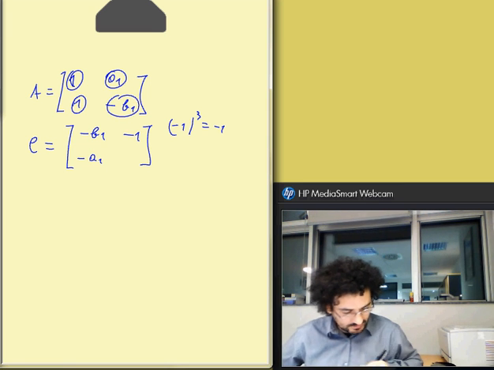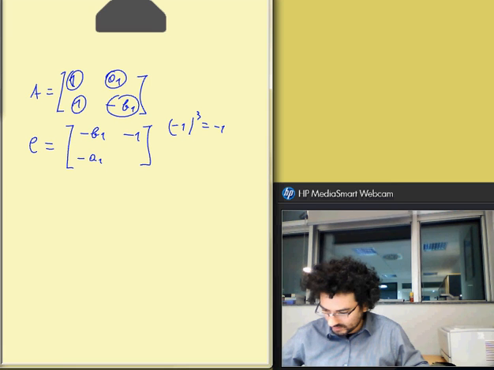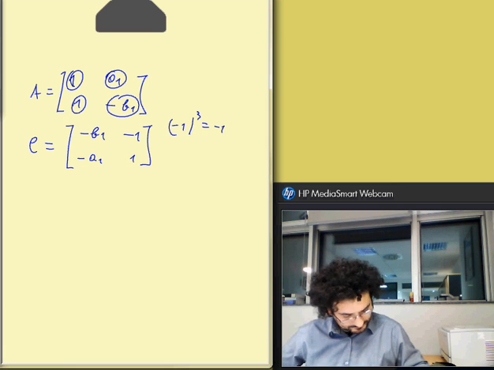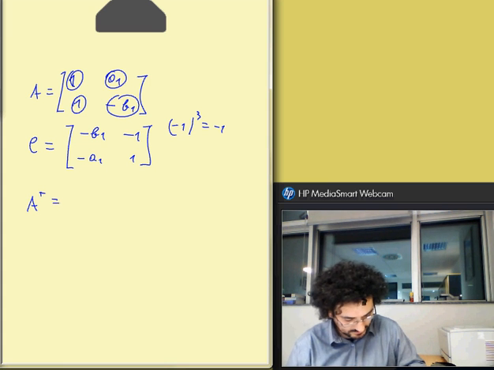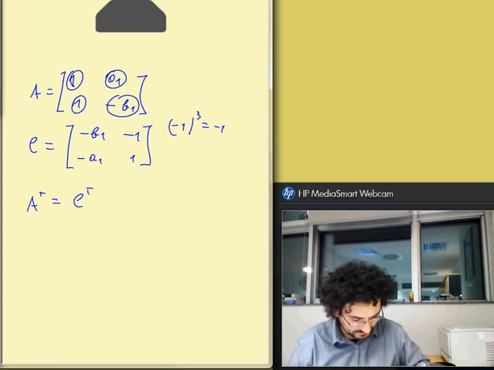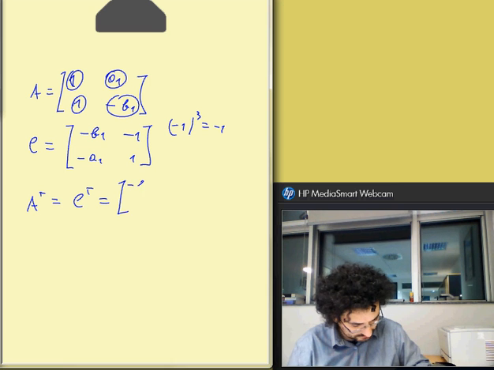Finally, the cofactor of -B2 is equal to 1. The adjoint matrix is given by, I remember, the transpose of the cofactor matrix, so it is equal to -B1, -1, minus A1, 1.